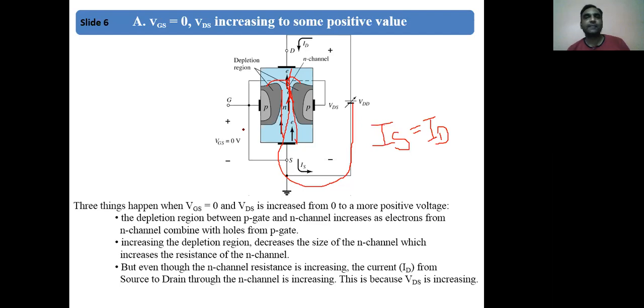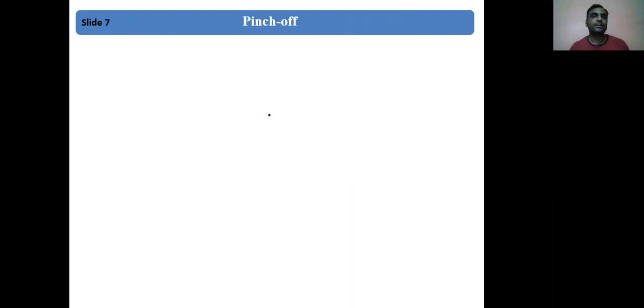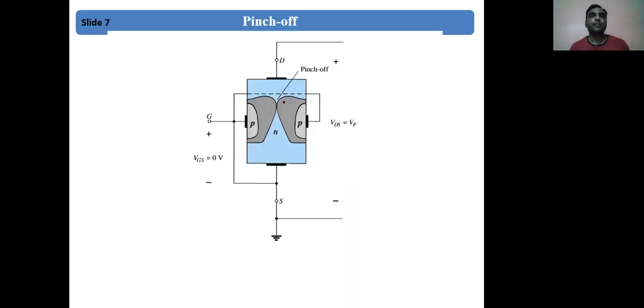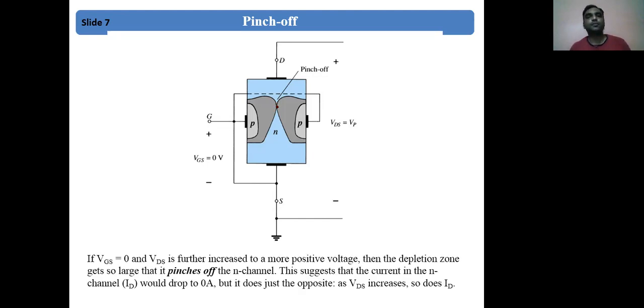But practically this phenomenon will not block the channel, because if the channel is blocked, then the current ID will be zero. If the current ID becomes zero, then no current is flowing, so there will not be any depletion region near that, and there will be the normal depletion region of the PN junction, which was there without the battery. Okay, let us try to understand this phenomenon. Whenever this kind of thing happens, the current becomes almost constant. That is called the pinch off phenomenon.